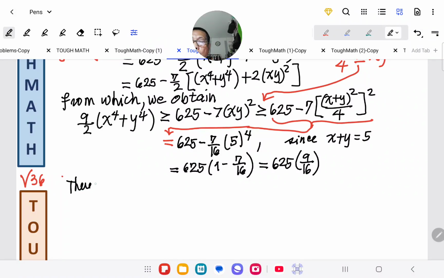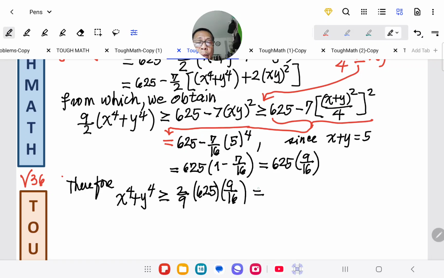Therefore, x to the fourth plus y to the fourth is greater than or equal to 2 over 9 times 625 times 9 over 16. So the 9 cancels, and we have 625 over 8. Okay, so that's the final answer. The smallest possible value of x to the fourth plus y to the fourth is 625 over 8.